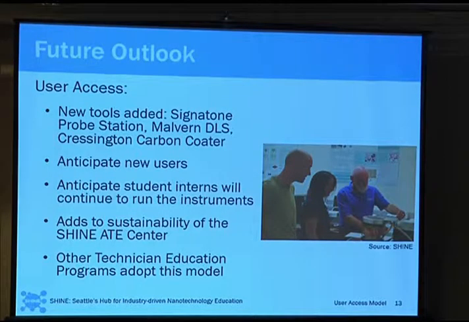This also adds sustainability to our center, because it brings an income, whether it's paying for the consumables or providing opportunities to our students in the form of scholarships or paid internships if we decide to take interns into our lab. And then in the future, we really hope that other technician education programs will be able to develop this model.